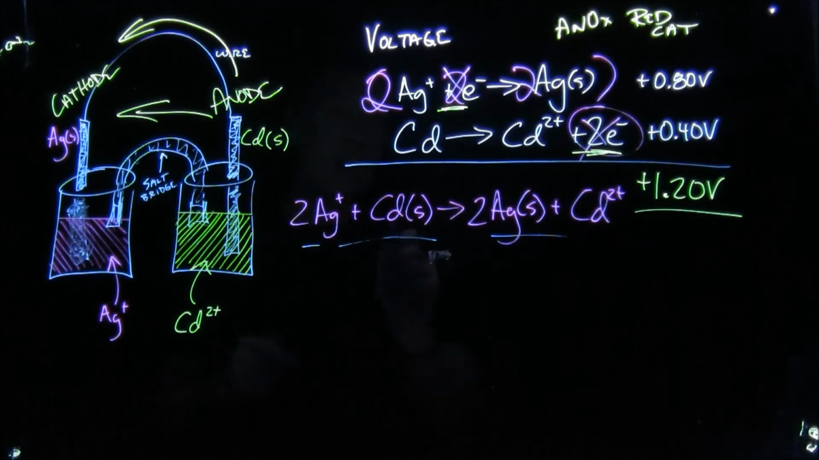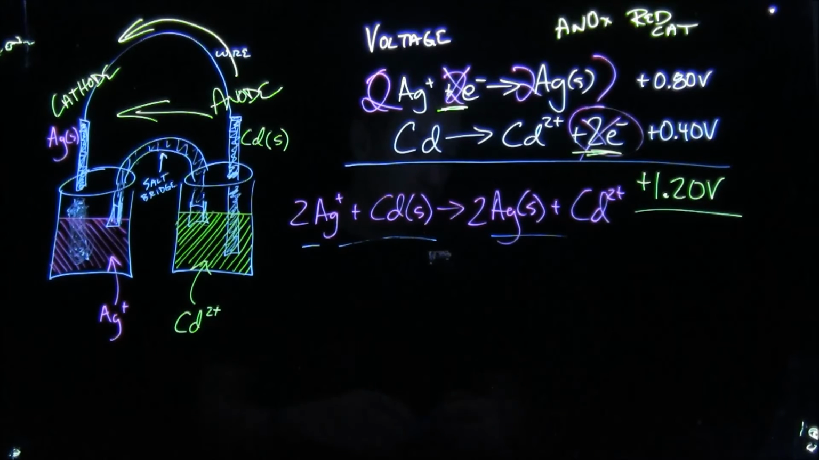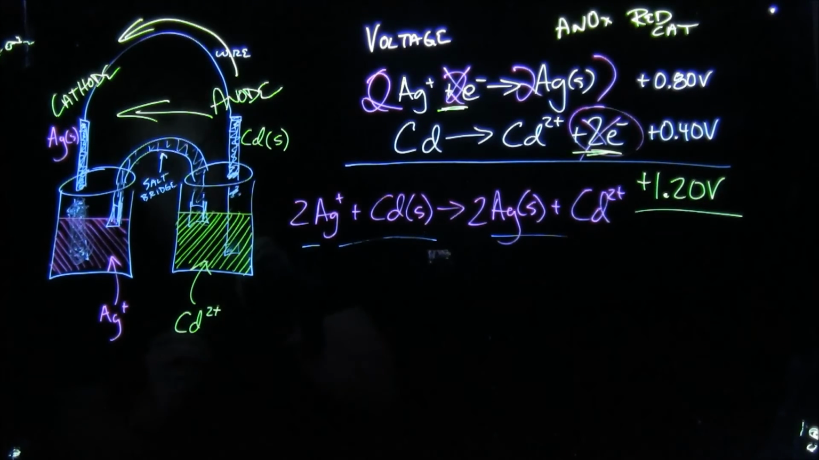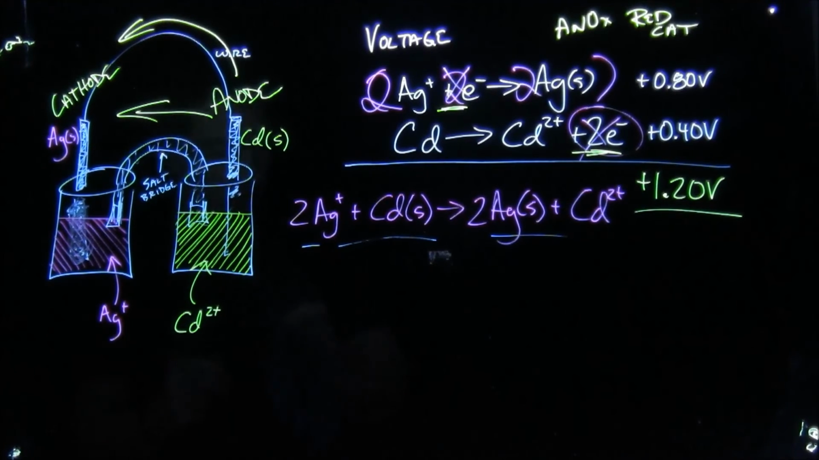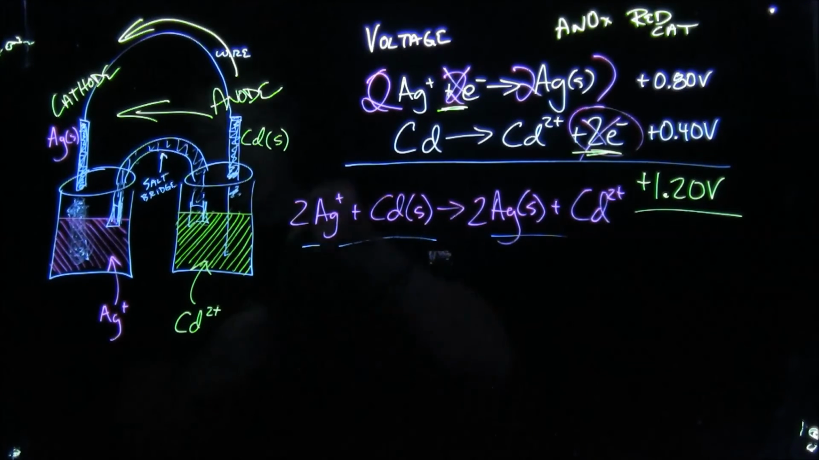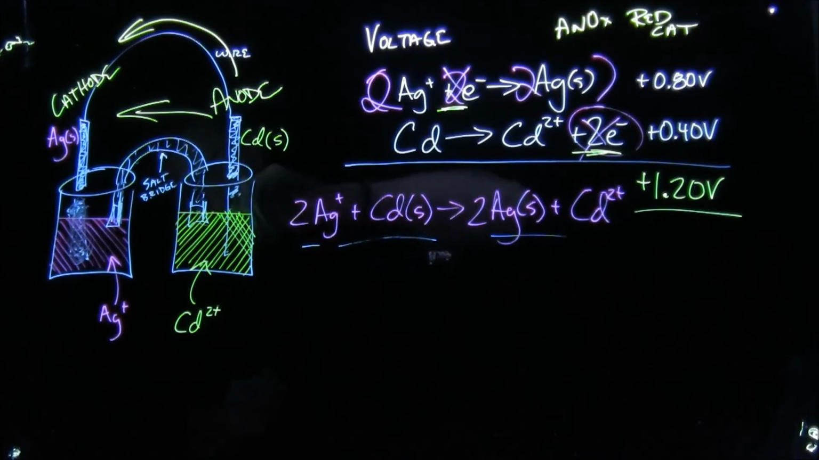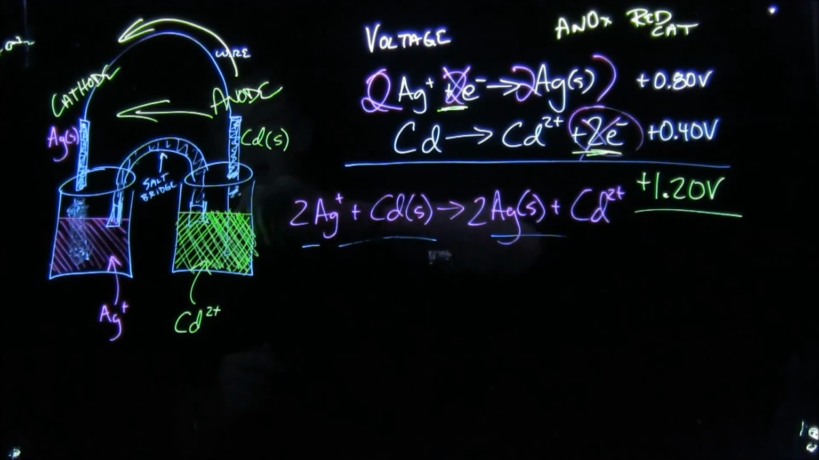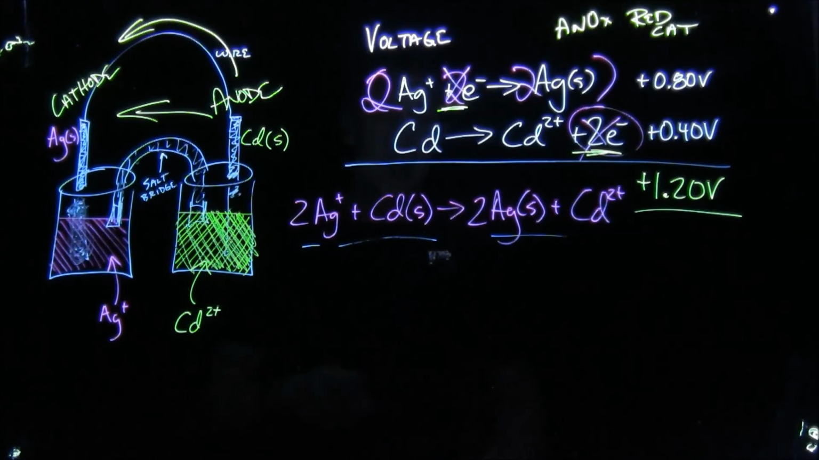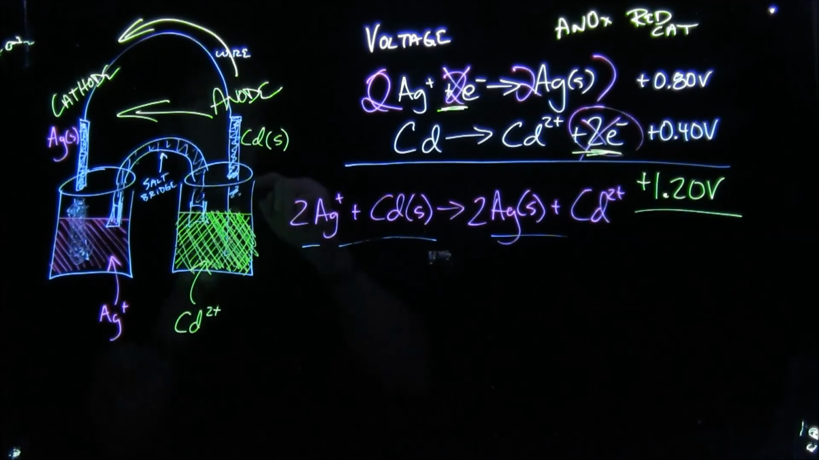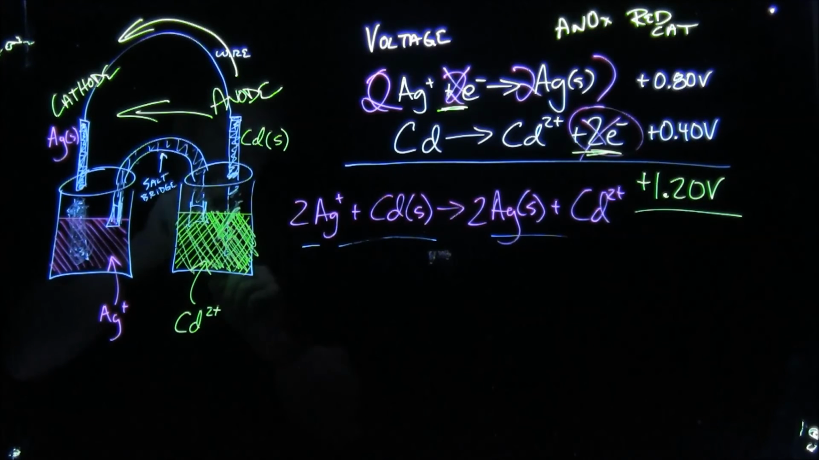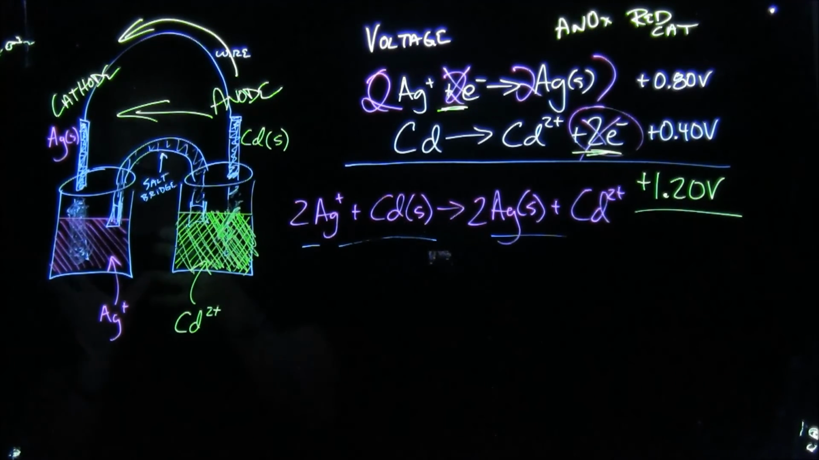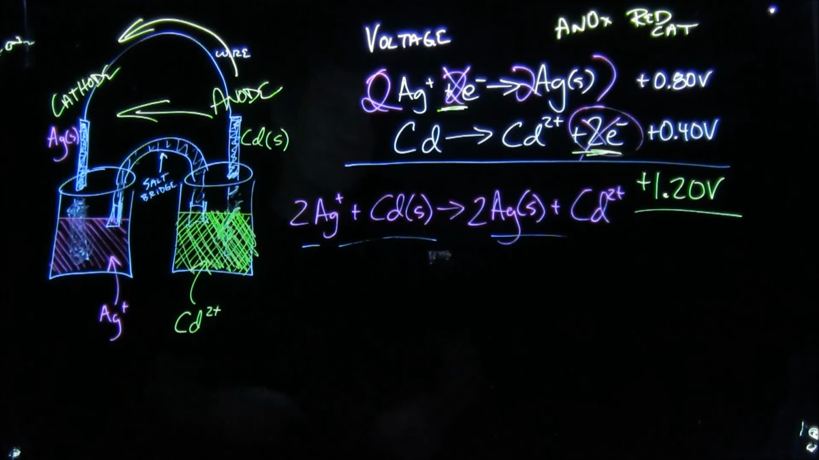On the other side, you got cadmium solid becoming cadmium 2+ ion. So this electrode is going to be eaten away. It's going to be fading out, and then this green color would be getting darker and darker because it's got more and more ions. And so this voltaic cell would stop functioning when either the cadmium electrode is all used up or all of the silver ion is taken out of solution.